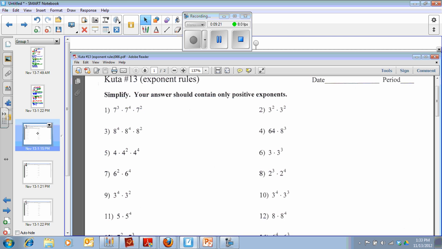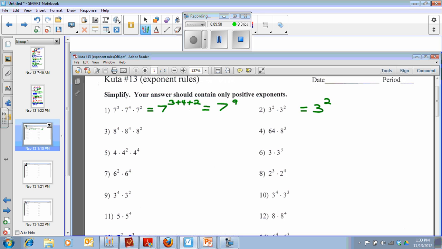My first set of 20 problems just basically applies the rule that when the base is the same and you're multiplying exponents, keep the base and add the exponents. So for problem number 1, I'm going to keep the base 7, and I need to add 3 plus 4 plus 2. This is going to equal 7 to the 9th power. I'm going to do problem number 2. I'm going to keep the base 3 and add the exponents 2 plus 2. This is going to now be 3 to the 4th power.